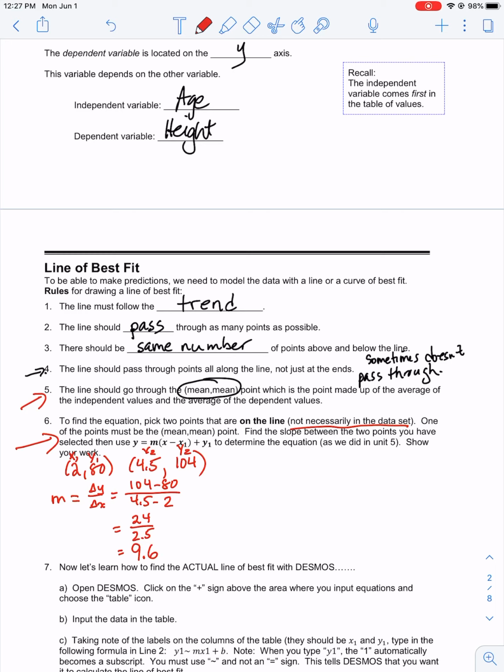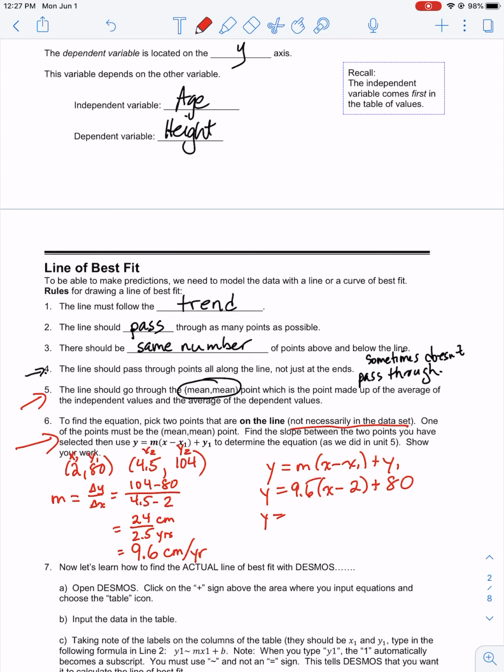9.6. Now the units on my vertical axis are centimeters, and the units on my horizontal axis are years. So that means that she is growing at an average rate of 9.6 centimeters per year. Okay, so now for the equation of the line, this is where we're going to use y equals m times x minus x1 plus y1. So y equals 9.6 times x minus 2 plus 80.